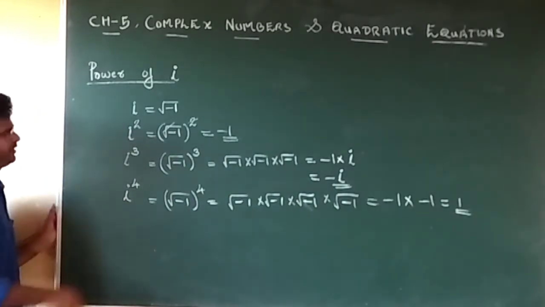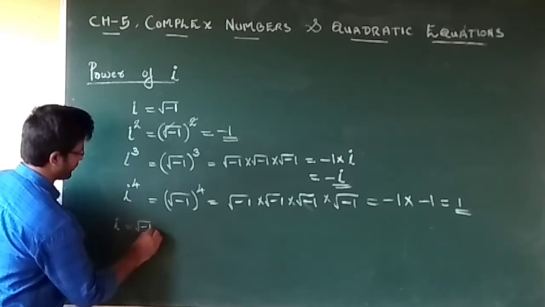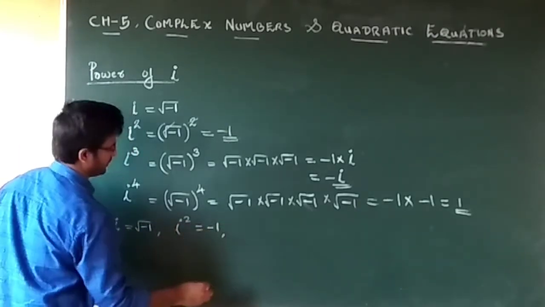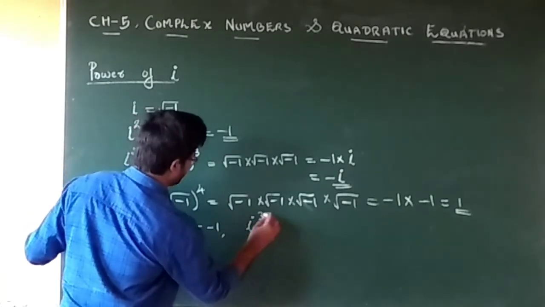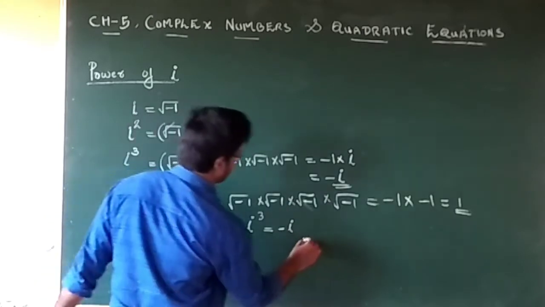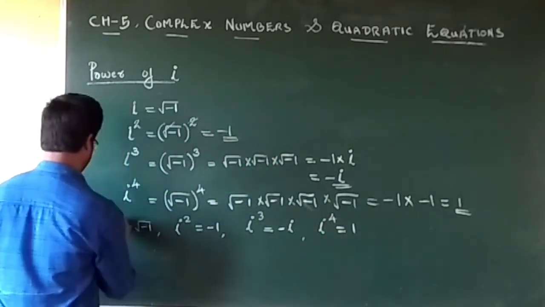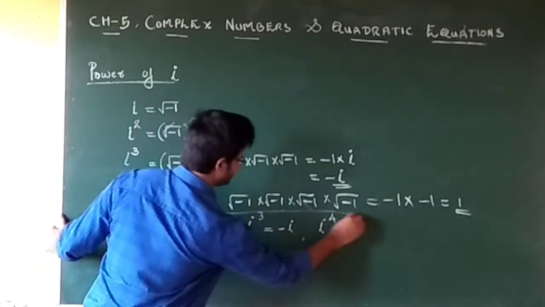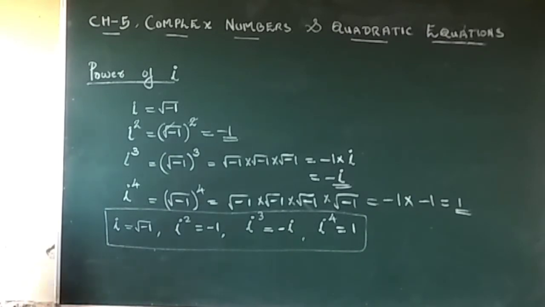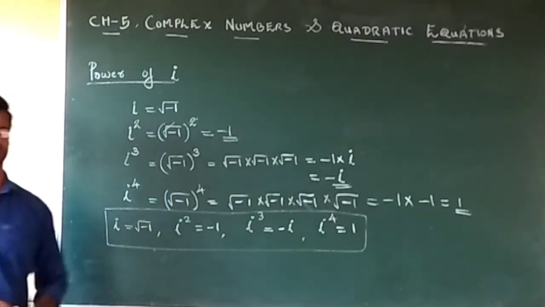We can write all the answers together. i means square root of minus 1, then i square means minus 1, i cube means minus i, i raised to 4 is 1. These 4 values we will use for solving problems. Just write in your notebook.